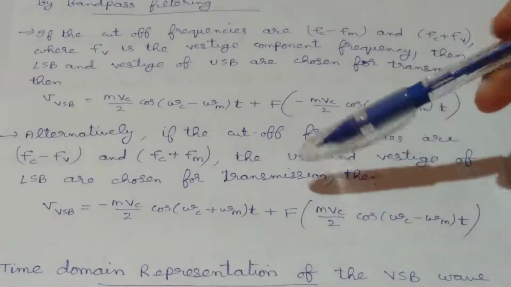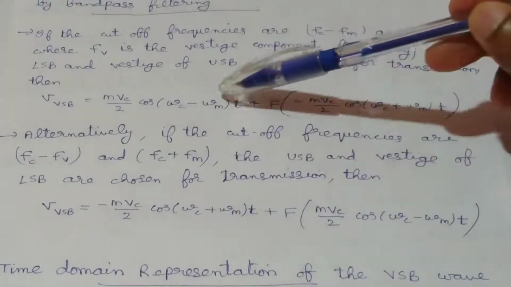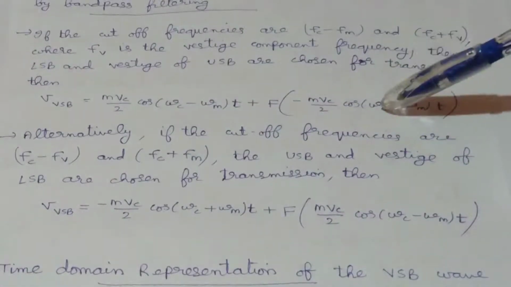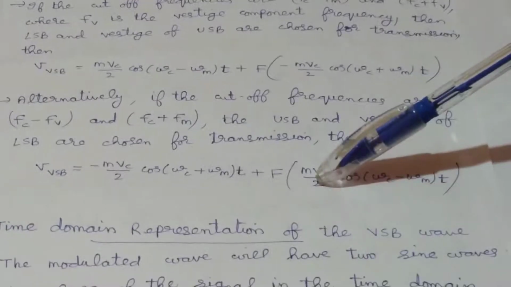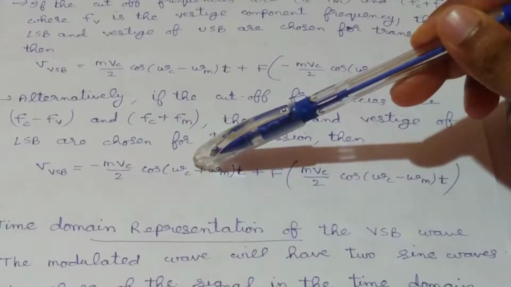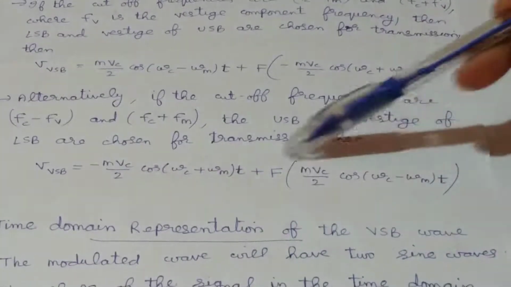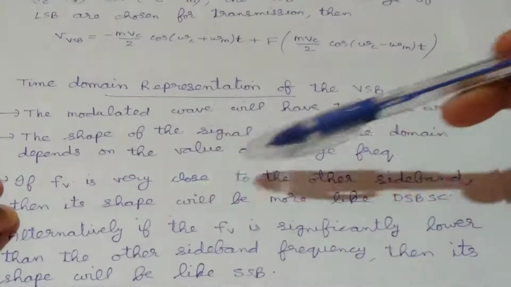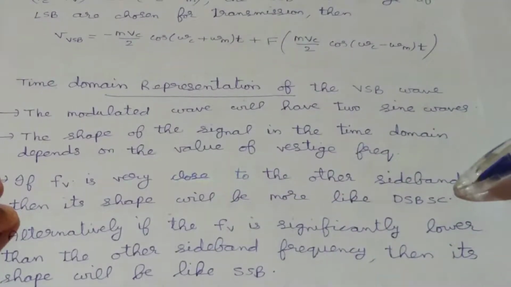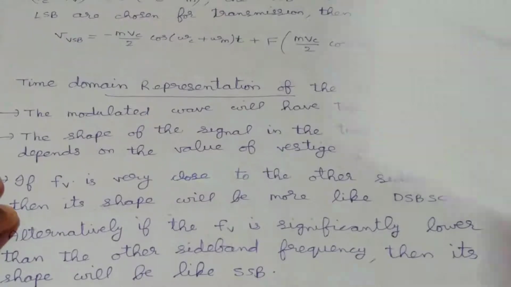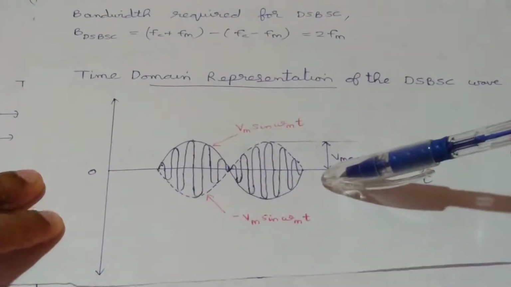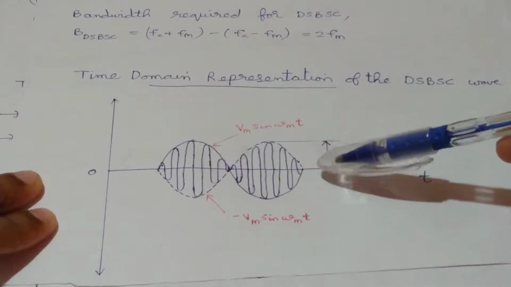Okay, so if that Fv is very large in this equation, it may contain this lower sideband plus almost full of the upper sideband, and in this equation it may contain this upper sideband plus almost full of the lower sideband. And hence if Fv is very close to the other sideband, or if Fv is very large, then its shape will be more like double sideband suppressed carrier wave, or it will look like this one. Okay, we have already seen this in our part 3 class. You can go through that class if you have any doubt.